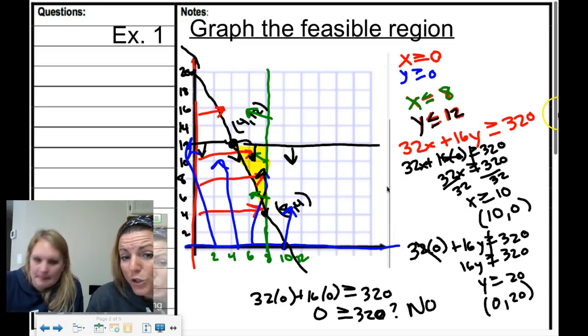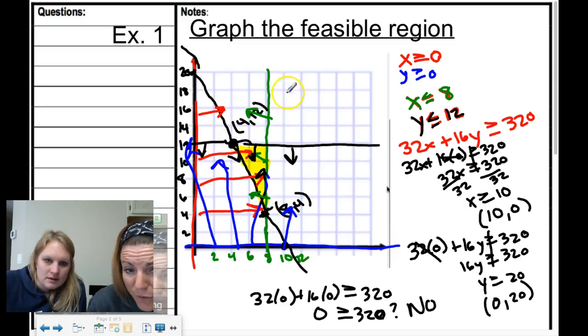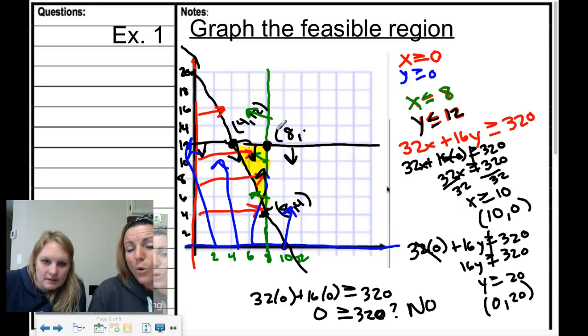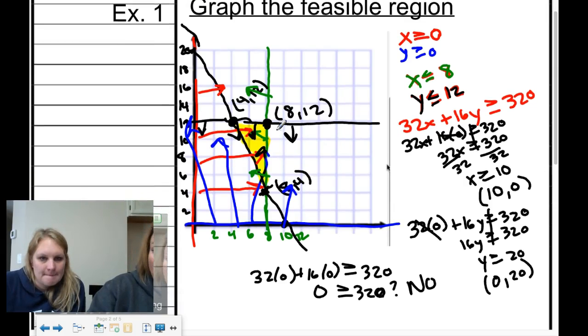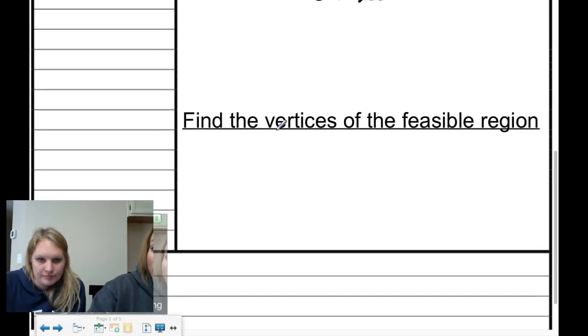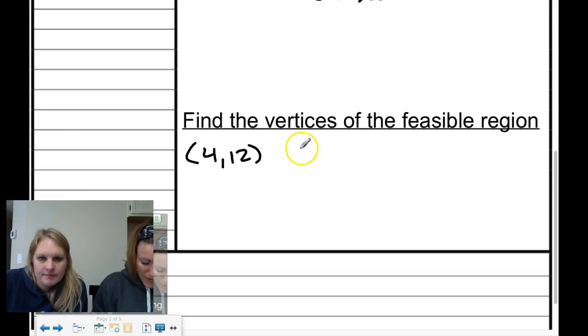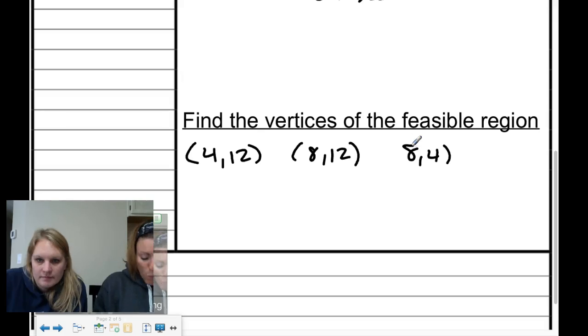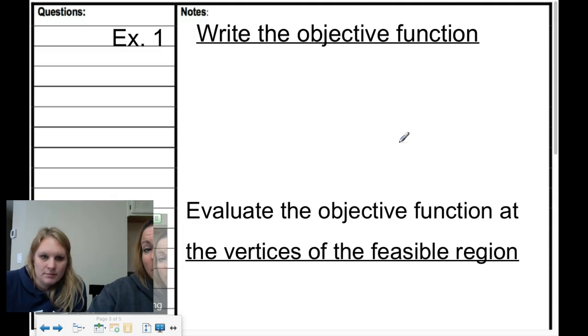We've already found two of the vertices, (4, 12) and (8, 4). But notice there's another vertex, and that's going to be at (8, 12). So those are our vertices, and it's very critical because if I go down below here, we're going to write them right here. The vertices are (4, 12), (8, 12), and (8, 4). Why are the vertices important? Because the vertices are used in our next page to evaluate the objective function.